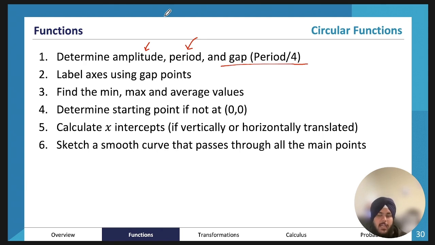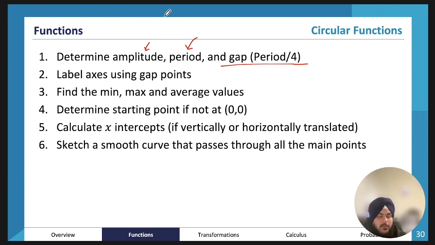Next, determine the starting point, if not at 0, 0. If it's not at 0, 0, there's been some form of translation. You need to determine the starting point either by subbing it directly into the function, for example, and then going from there.